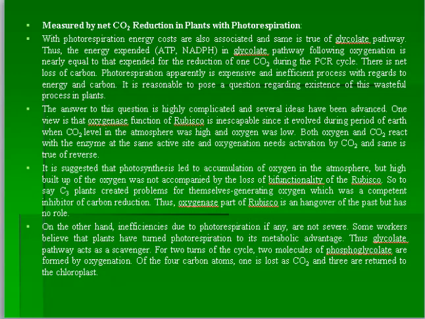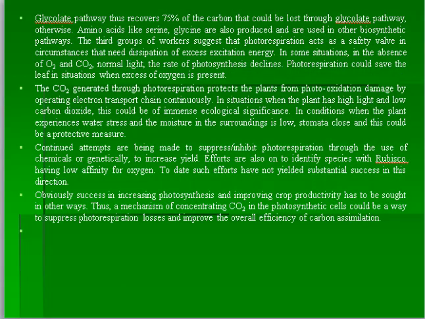For 2 turns of the cycle, 2 molecules of phosphoglycolate are formed by oxidation. Of the 4 carbon atoms, 1 is lost as carbon dioxide and 3 are returned to the chloroplast. Continued attempts are being made to suppress photorespiration through the use of chemical energy. Obviously, success in increasing photosynthesis and improving crop productivity has to be sought in other ways. Thus, a mechanism of concentrating carbon dioxide in the photosynthetic cell could be a way to suppress photorespiration losses and improve the overall efficiency of carbon assimilation.